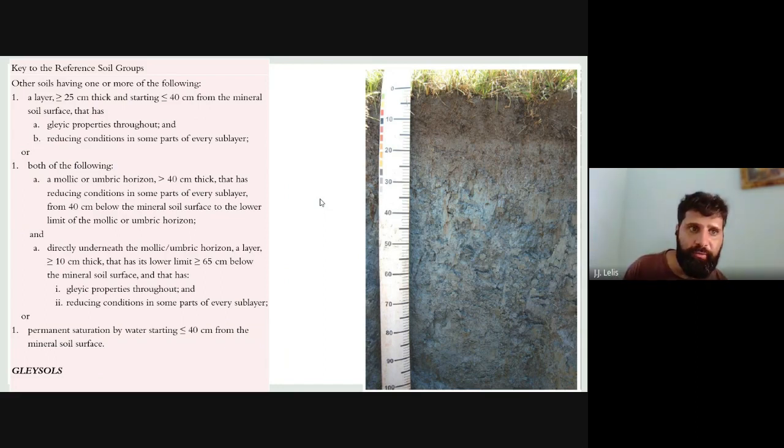The Gleysols possess gleyic properties in a layer 25 centimeters thick, and this layer with gleyic properties should start in the first 40 centimeters. So we start to see this gray color at around 20 centimeters, or at the latest 30 centimeters, so it's a Gleysol. And of course, this blue color is much more than 25 centimeters thick. So it's a horizon with gleyic properties and it possesses some reducing conditions in some parts of every sublayer. So each sublayer should possess some kind of reducing conditions.